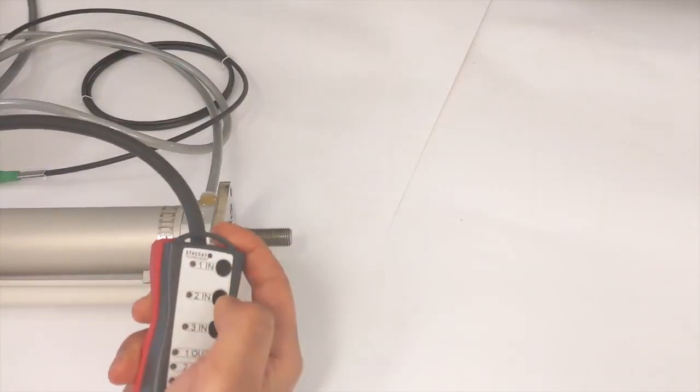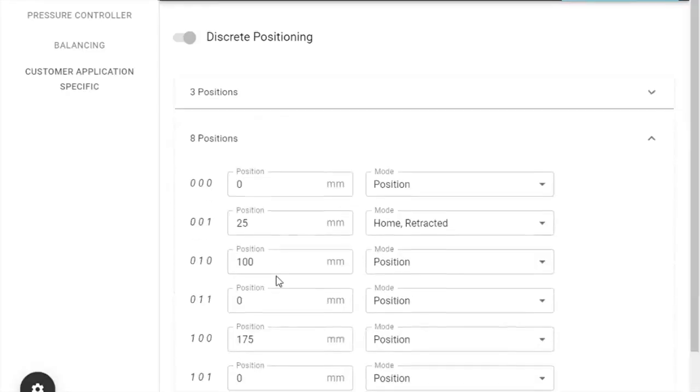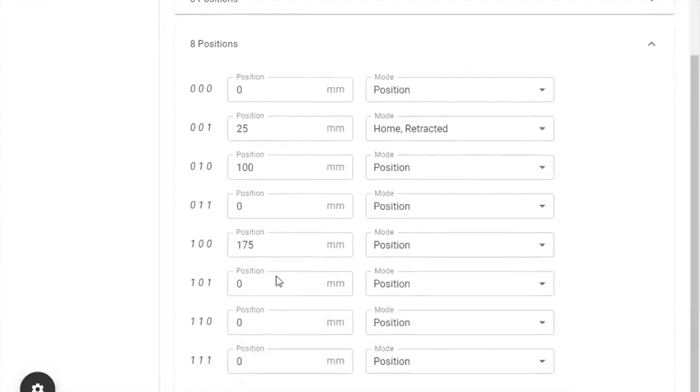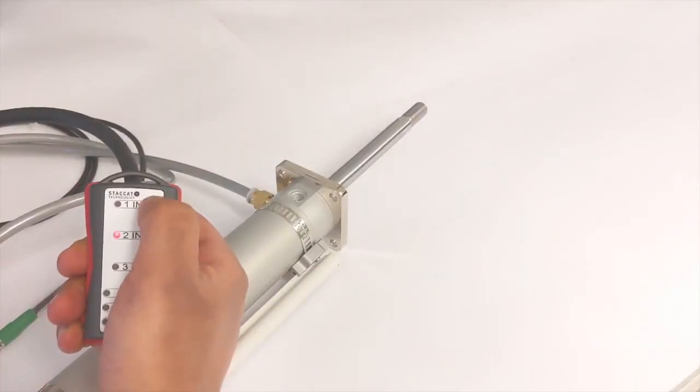It's also possible to combine the three digital inputs to get 8 possible combinations. Digital in 1 was set to retract the actuator. Here, signal on digital 1 and 2 at the same time is set to give a position of 50 millimeters.